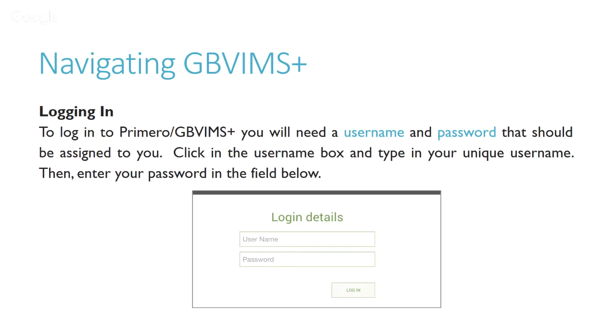To use GBVIMS Plus, the rollout will first need to be endorsed by the steering committee. Once that happens and the criteria and resources required are met, then the system can be established by a system administrator. That administrator will provide login information for users to access the system.